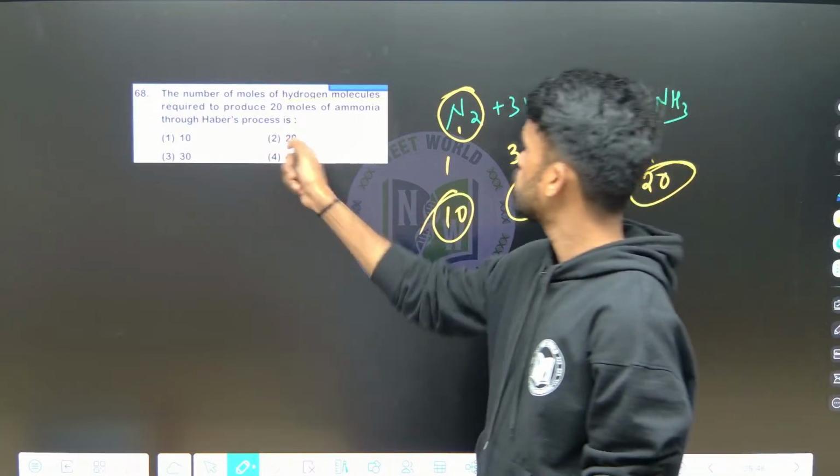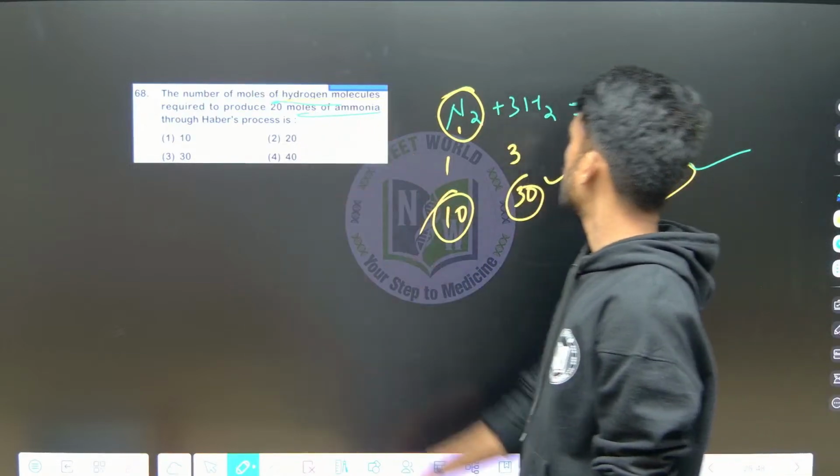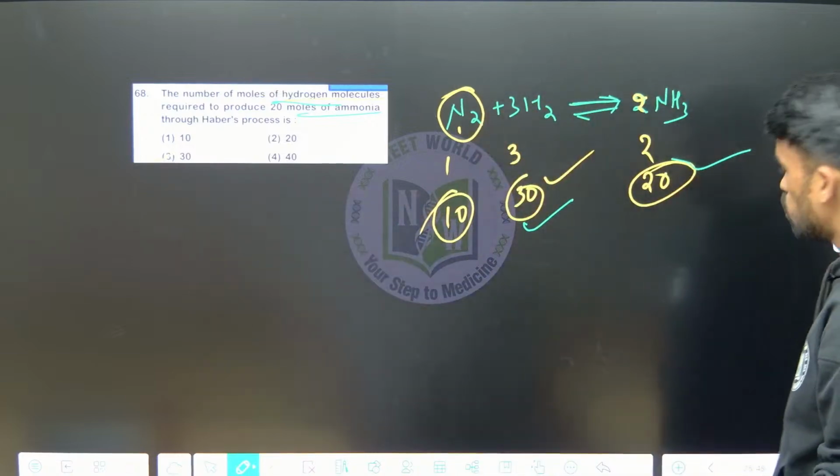They are asking about 20 moles of ammonia, for 20 moles how many moles of hydrogen are required? Yes, 30 moles is required, so go with option number 3. Hope it is clear.